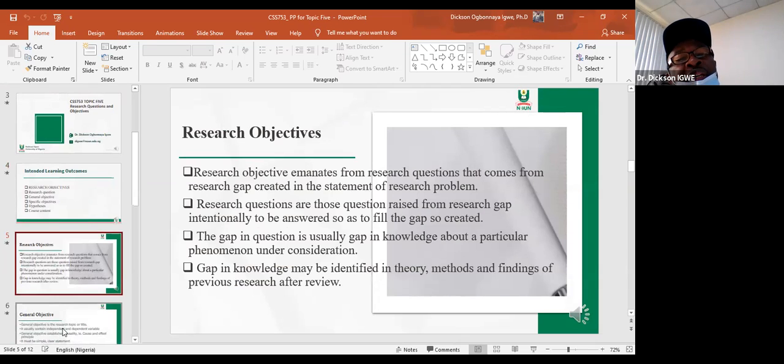Research objective emanates from research questions that come from the research gap created in the statement of research problem. Research questions are those questions raised from the research gap, intentionally to be answered so as to fill the gap so created. The gap in question is usually a gap in knowledge about a particular phenomenon under consideration. The gap in knowledge may be identified in theory, methods, and findings of previous research after review.